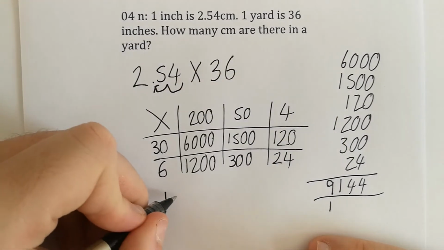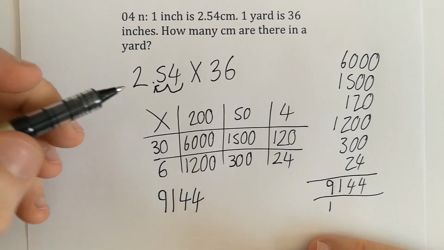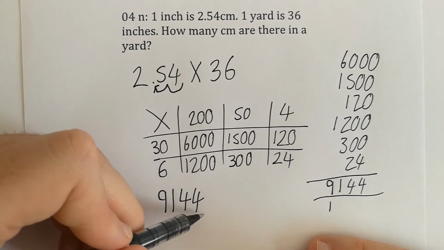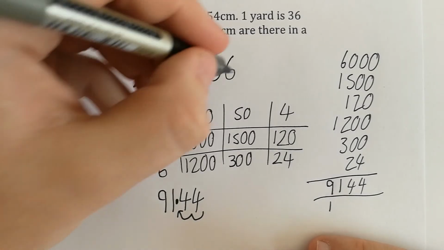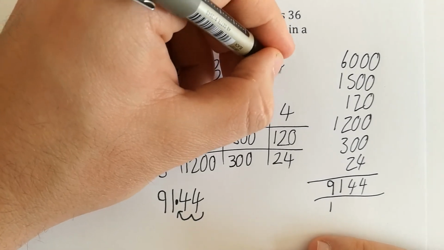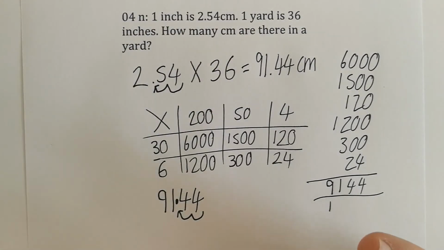We've got 9,144. But what we need to do, because obviously it's not 9,144 centimetres, we'd have to move it twice. Puts it in the middle. So that's 91.44 centimetres, which is just under 1 metre length.